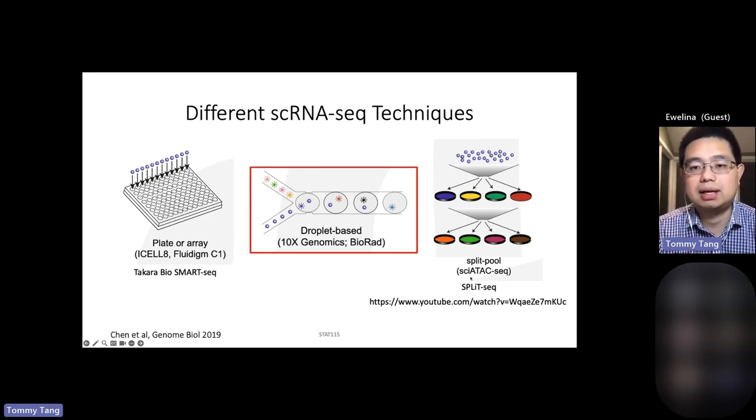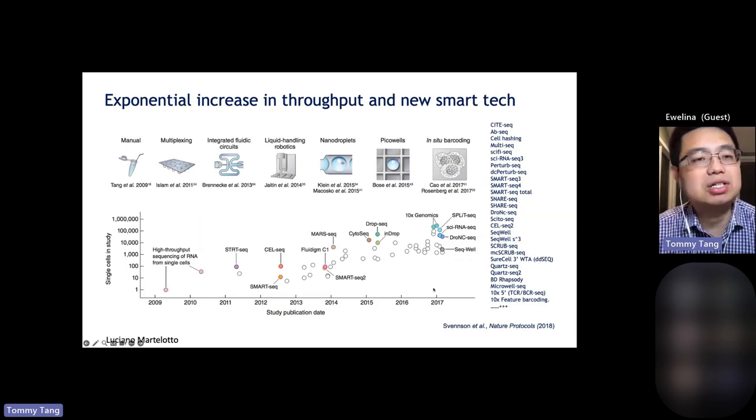So this platform is actually available from a company called Parse Biosciences. The available technologies are increasing exponentially in terms of throughput. The earliest single cell sequencing can be traced back to 2009, and many other technologies were developed after that, including the ones I shared before. Single cell genomics is a fast-forwarding field. So best practice for analyzing data also changes, with new single cell papers or tools coming out almost every week.